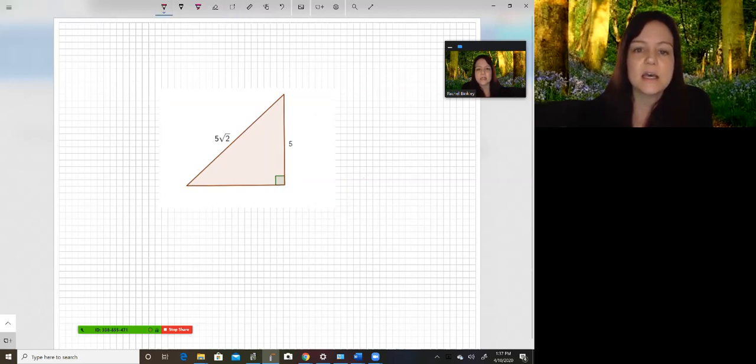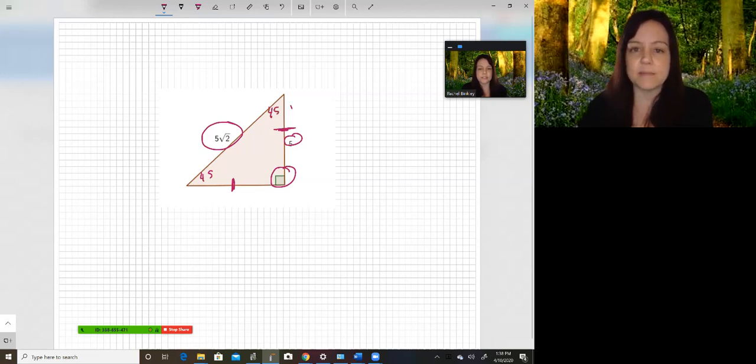I know that this is a 90-degree angle, and this side is 5. The hypotenuse is 5 times root 2. Well, that matches the rule for a 45, 45, 90 triangle. The rule is these two sides are obviously the same, because if these angles are the same, then the sides are the same. So it's actually an isosceles right triangle. 45, 45, 90 triangles are isosceles right triangles.